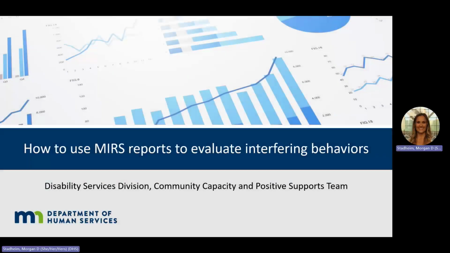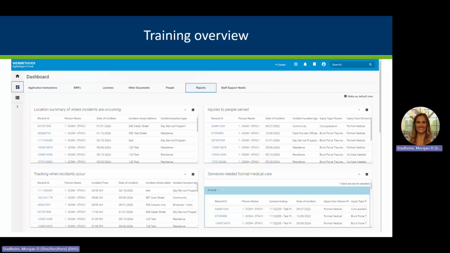Welcome to our training titled How to Use the Minnesota Incident Reporting System Reports to Evaluate Interfering Behaviors. This training was developed by the Disability Services Division's Community Capacity and Positive Supports team. This training provides an overview of reports in the Minnesota Incident Reporting System, or MIRS, that are available to help service providers evaluate and address critical incidents and interfering behaviors, sometimes also referred to as challenging behaviors.